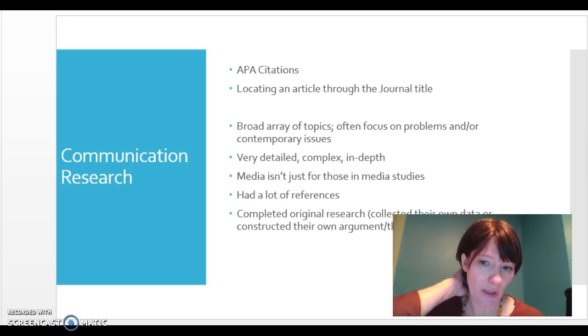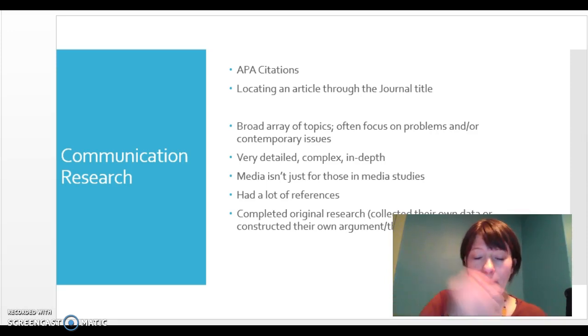Eventually we'll cover APA citations in more depth in this class, and then I will start grading you on those. So if they're incorrect, it will cost you some points. Right now that isn't the case, but I'm letting you know if you did it incorrectly.